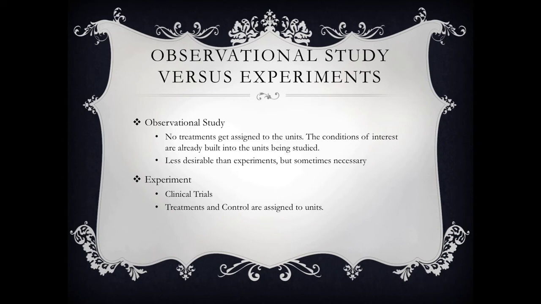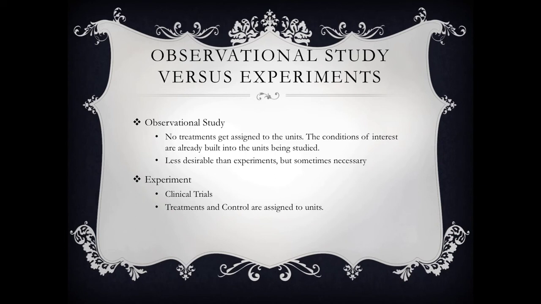So some more details on observational studies versus experiments. In observational studies, no treatment gets assigned to the units. The conditions of interest are already built into the units being studied. It's less desirable than experiments, but sometimes necessary. You might do an observational study on the effects of tobacco on people. You're not going to force certain people to smoke and certain people to not smoke. You're going to observe what is already going on. You're not going to force patients to stop taking a particular medication. You're going to observe what's already going on.